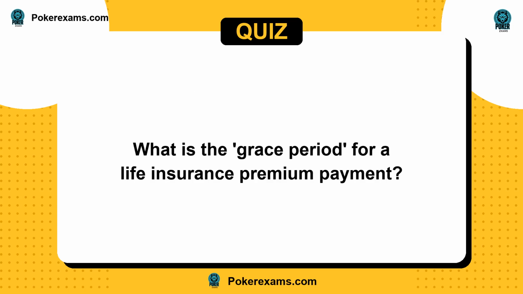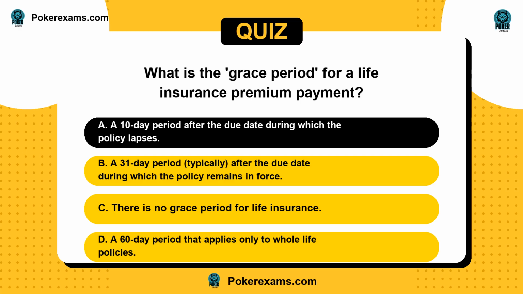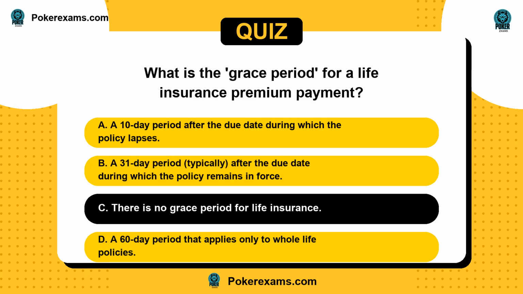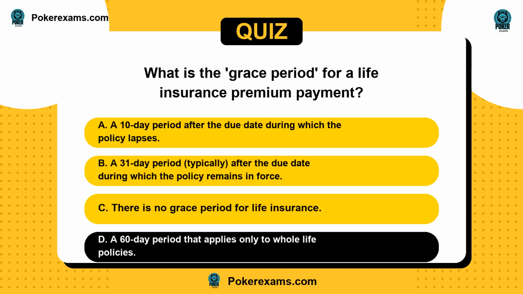Next question. What is the grace period for a life insurance premium payment? Is it A, a 10-day period after the due date during which the policy lapses? Or B, a 31-day period, typically, after the due date during which the policy remains in force? C, there is no grace period for life insurance. Or D, a 60-day period that applies only to whole life policies?